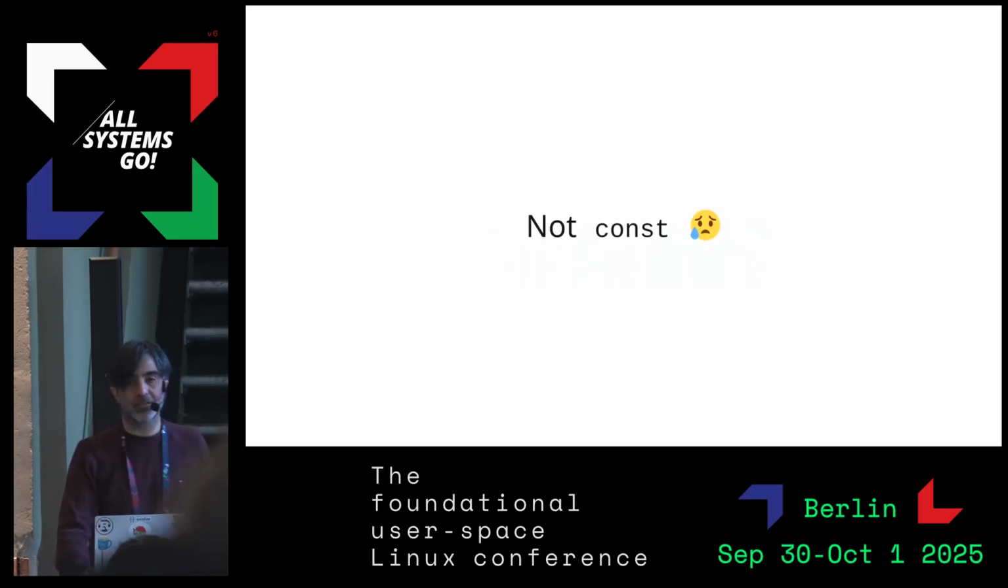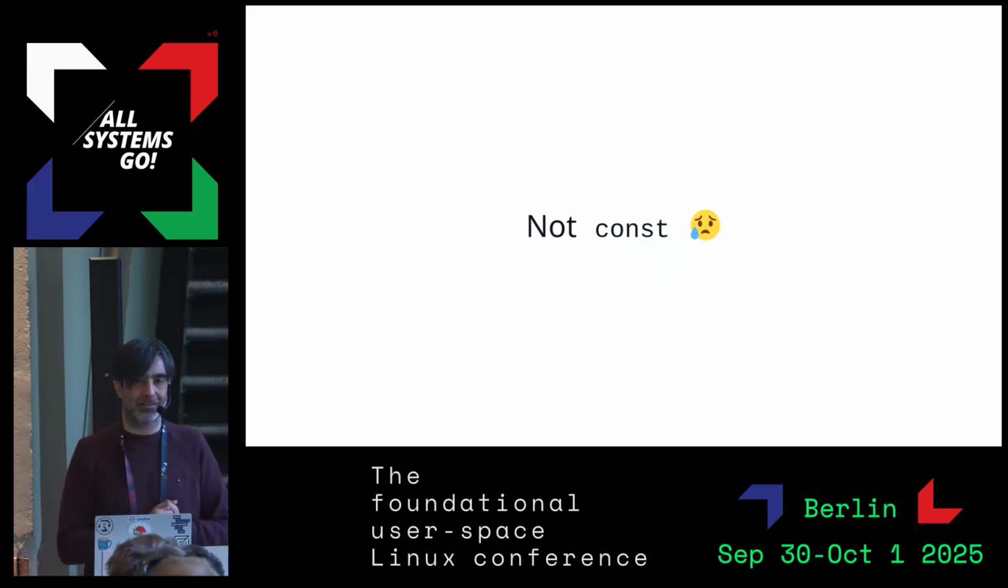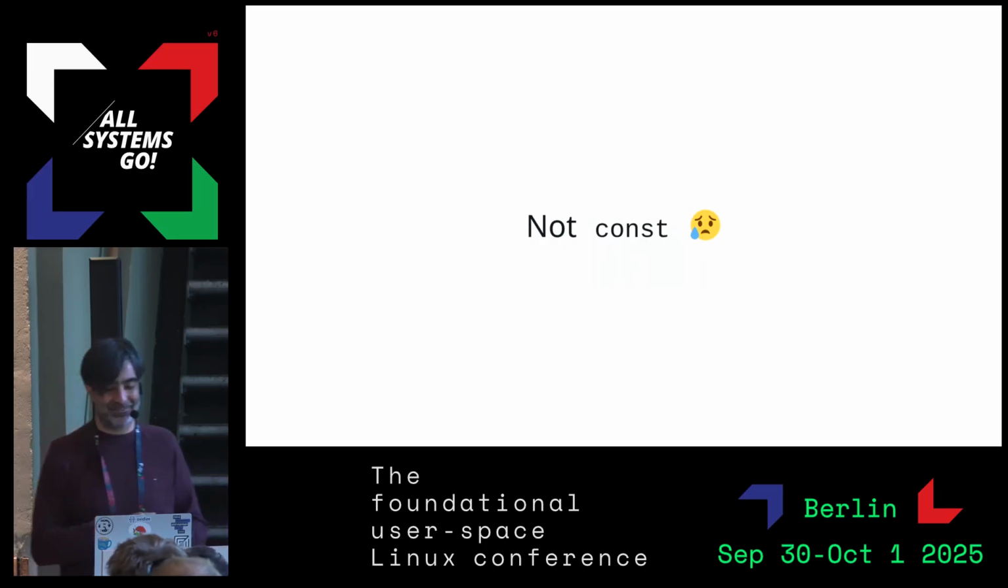And it's not const. So in the Rust world, we have a const keyword. It means a bit differently than in C, but it's similar. So yeah, if you can make anything const, then it becomes a compile-time thing, which is always best.